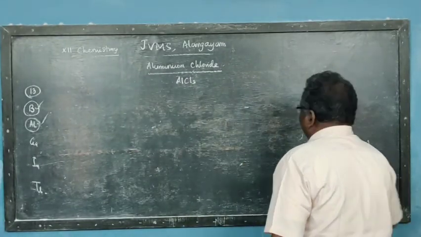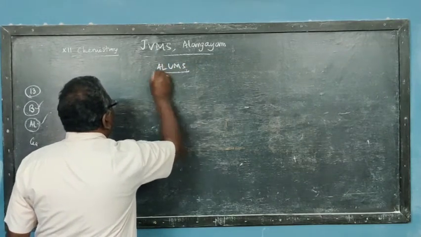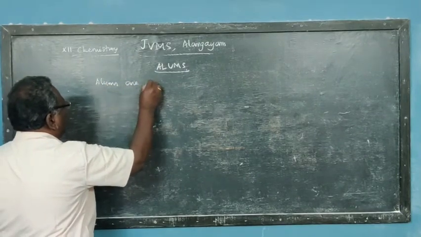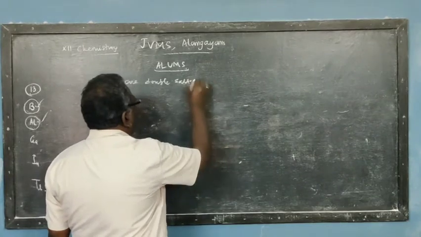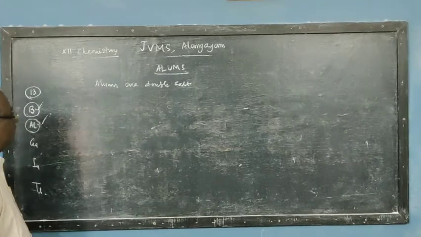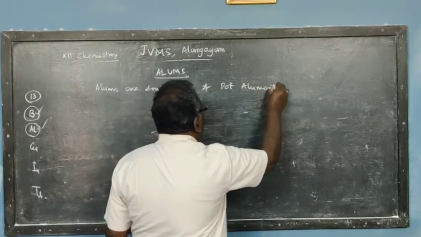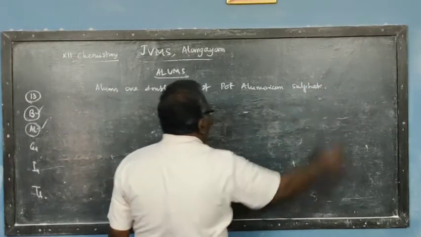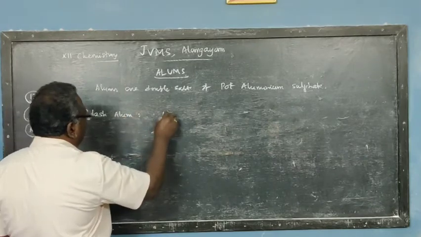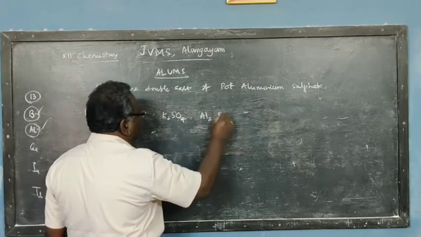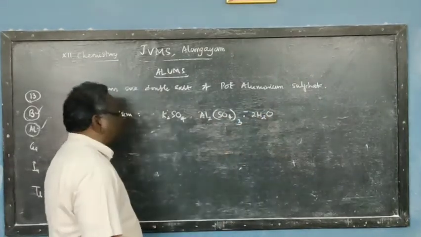And the next compound of aluminum that we are taking up is alums. Alums are double salts of 2 different salt solutions. Mostly it is potassium aluminum sulfate, which is particularly called potash alum. Potash alum is potassium sulfate, aluminum sulfate, aluminum valency 3, sulfate valency 2, with 24 water molecules. So this is called potash alum.